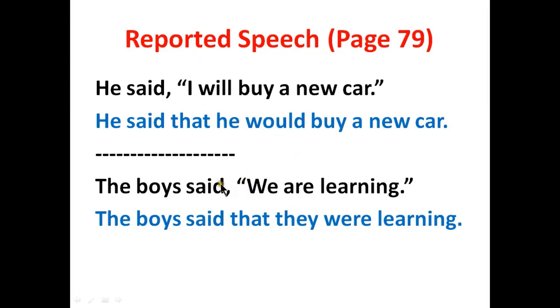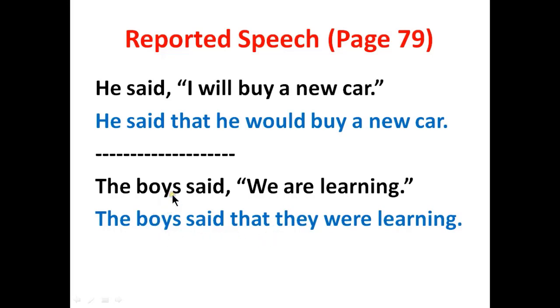Next example, the boy said, we are learning. I didn't change the words of the boy. The boy said, comma, inverted commas begin, we are learning. Now when I change it into reported speech, it will become, the boy said that they were learning. Now you can observe, not only have I changed the tense, I have also made a little amendment to the pronouns. Here is we, here is they. So how did it happen? The boys are plural, so they are saying we, right? But it will be they when it is in the reported speech.